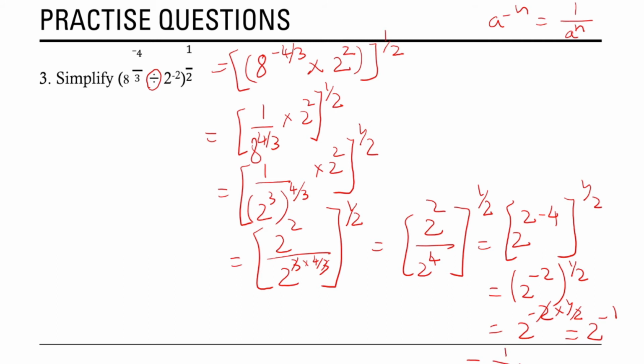So the answer for the given question, 8 raised to minus 4 by 3 divided by 2 raised to minus 2, the whole raised to half, is equal to 1 divided by 2.